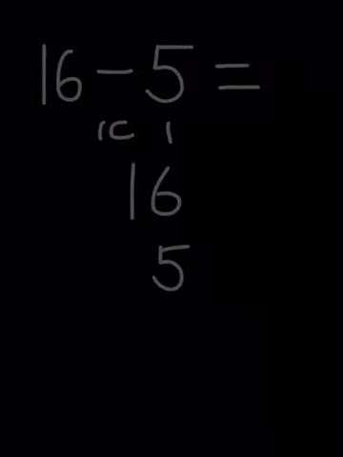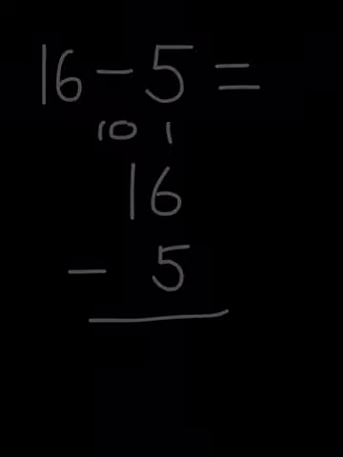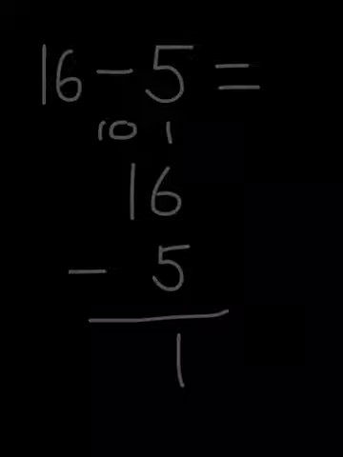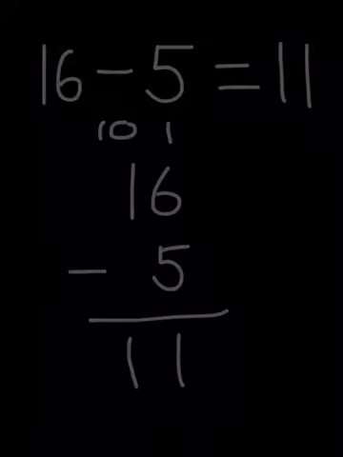And we've also got our tens column over here, our 1 ten there. It's a takeaway, so we need to take away 5 from the 6. 6 take away 5 leaves 1. We have nothing to take away from the tens, so we can record that 1 ten there. So our answer, 16 take away 5, is 11 using this method.